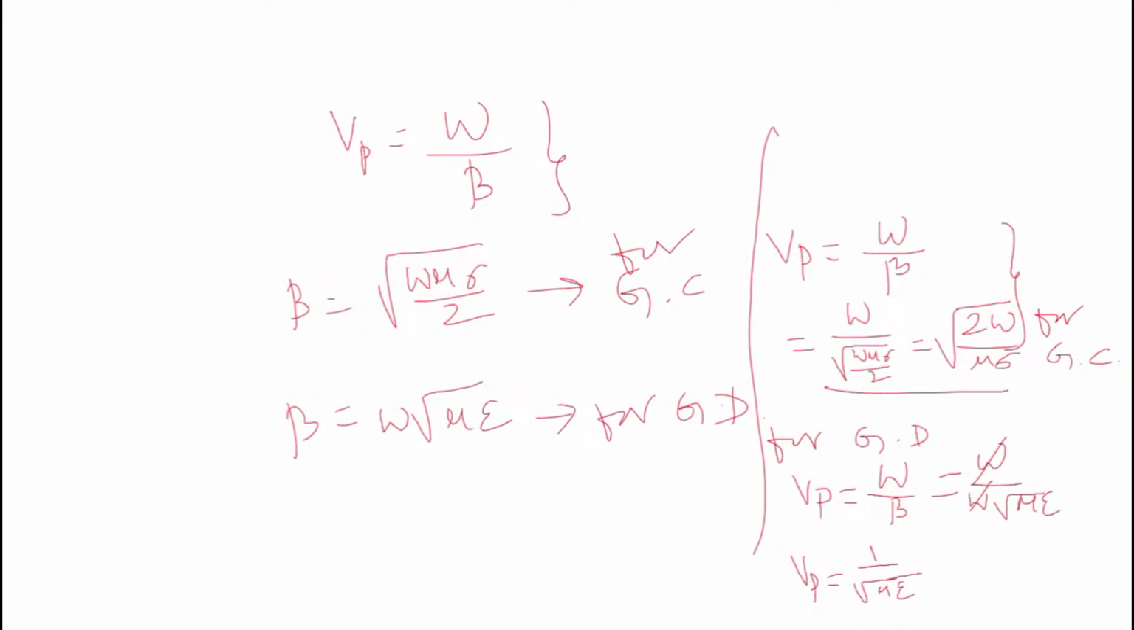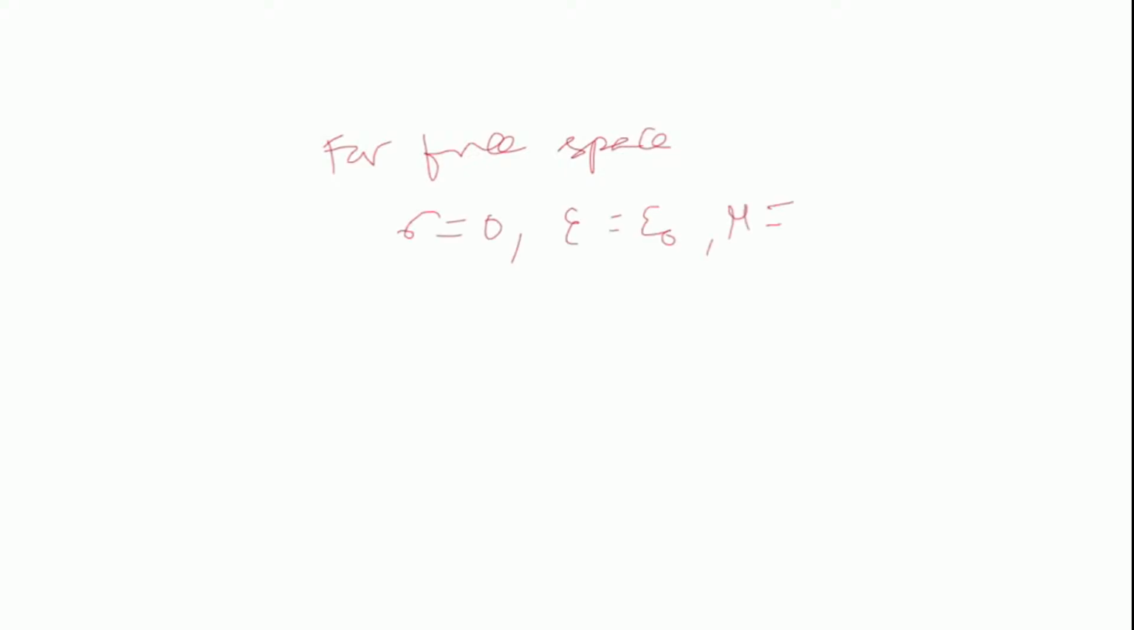For free space, we can find alpha and beta also. Let us look at the wave characteristics for free space. For free space, the sigma value is 0, epsilon equals epsilon naught, and mu equals mu naught. That means sigma can be treated as 0.